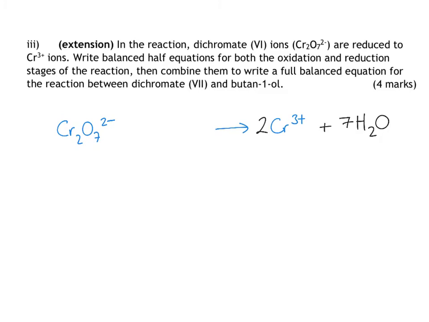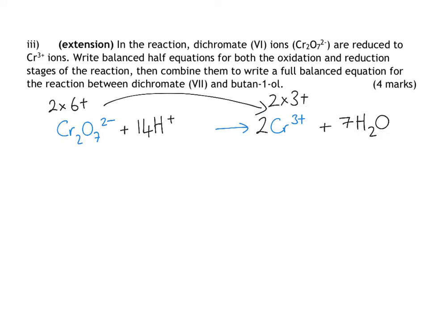Next step is to add hydrogen ions. There are 7 waters, so there are 7 H2Os, so I need 14 hydrogen ions. Last step is to balance electrons. Remember, there are 2 ways to do this. Via oxidation numbers, I've got 2 lots of chromium 6, so that's 2 lots of 6+ going to 2 lots of 3+ on the right hand side.